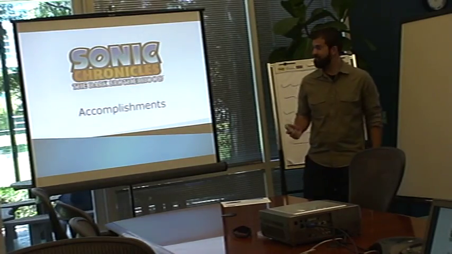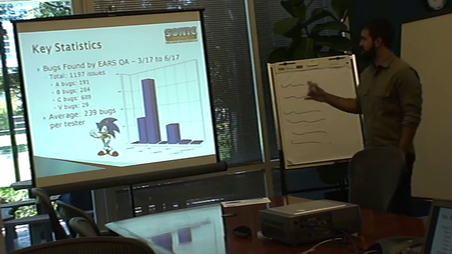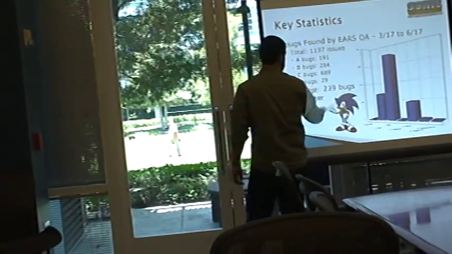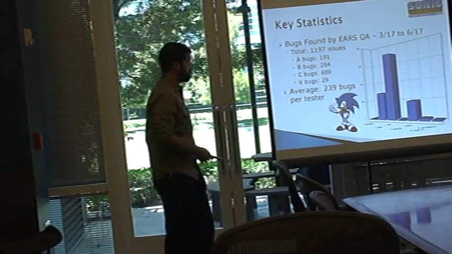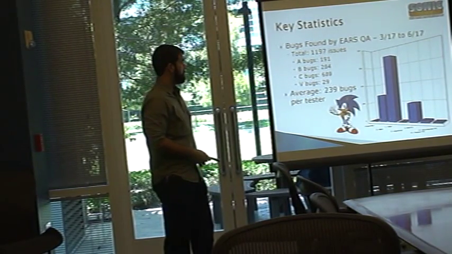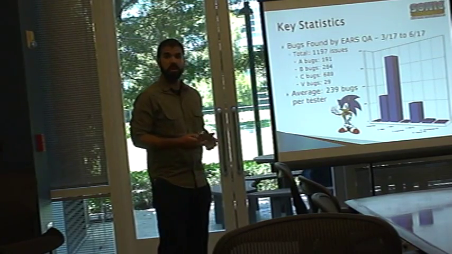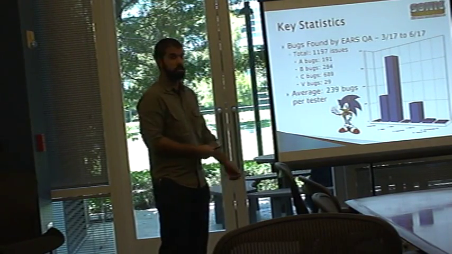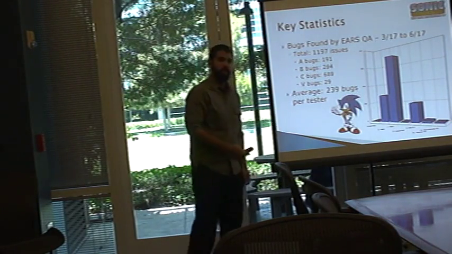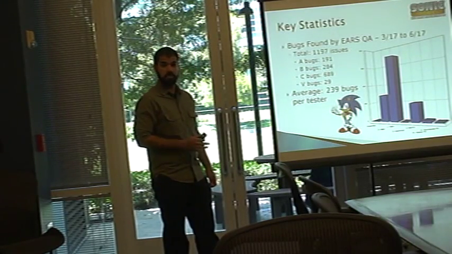Accomplishments. What went well? Let's take a look. All right, bugs found by EARS QA between 3/17 and 6/17. As demonstrated here, 1,197 issues. Out of those 1,197, there was 191 A bugs, 284 B, 689 C, and 29 B bugs. B being the standards issues covered by our compliance team down on the first floor here in 209, which averages out to 239 bugs per tester. That was out of a team of 5 testers, which is a very good number for such a small team.